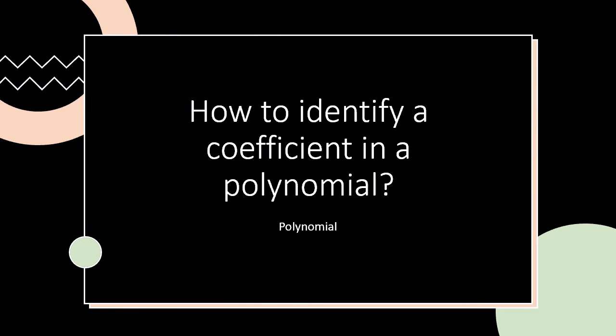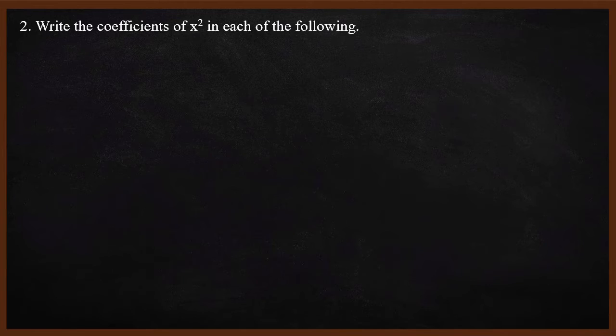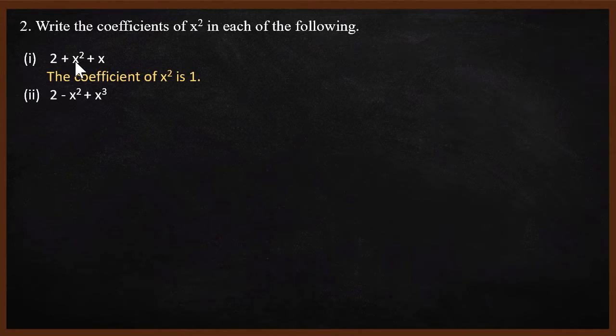How do you identify a coefficient in a polynomial? In the previous slide, you saw what a coefficient is. Let's try to identify. In this case, we've been asked to identify the coefficient of x squared. So we have the first one, where you have 2 plus x squared plus x. What is the coefficient? It's not there, which means it's 1. So the coefficient of x squared is 1. Second one, also the coefficient here is minus 1, right? So that's what it is.